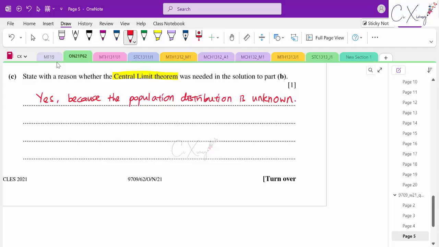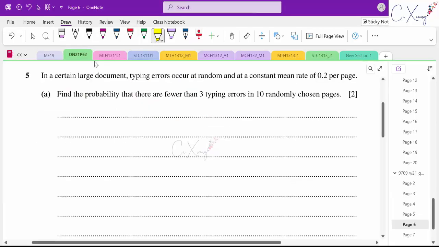Okay, this is how we solve question number 5. In a certain large document, typing errors occur at random and at a constant mean rate of 0.2 per page. Highlight the keyword per page. Usually I tell the students, when you're looking at a certain interval, and they give you a mean in that interval, it will basically be the Poisson distribution. So you have to identify the distribution by yourself here.